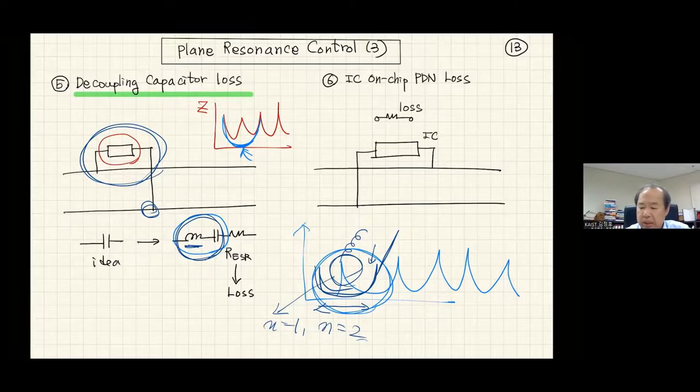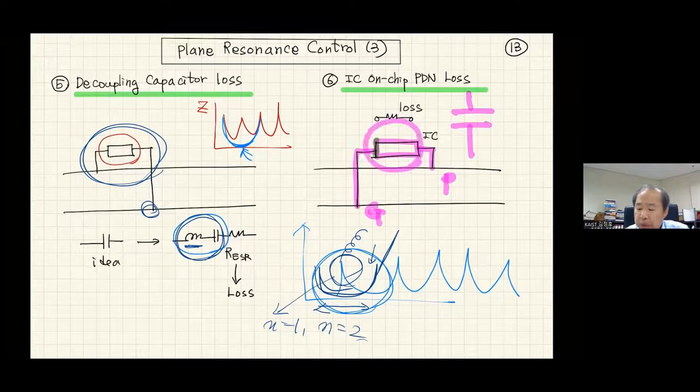Now, I'd like to discuss the case of on-chip PDN. Let's assume that you have an integrated circuit and you may have a certain capacitor. If your device is connected to power and ground, this on-chip capacitor can also serve as a decoupling capacitor. And usually the on-chip decoupling capacitor resonance frequency is very, very high. So by connecting the chip to the power and ground plane, you can kill certain frequencies at high resonance frequencies.